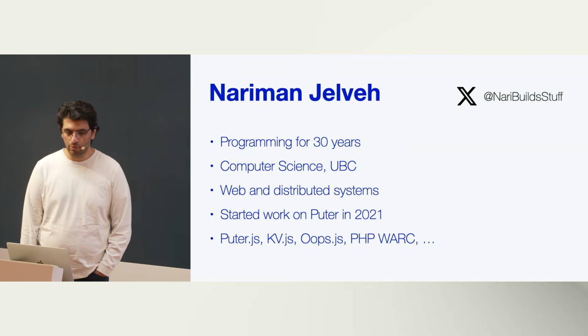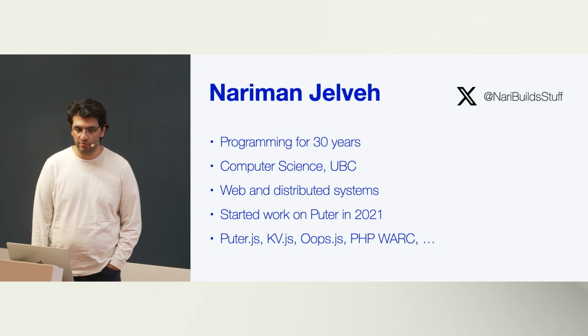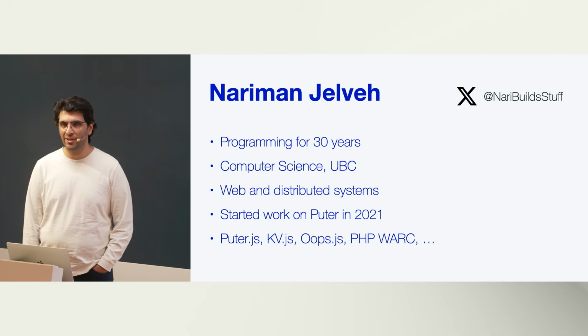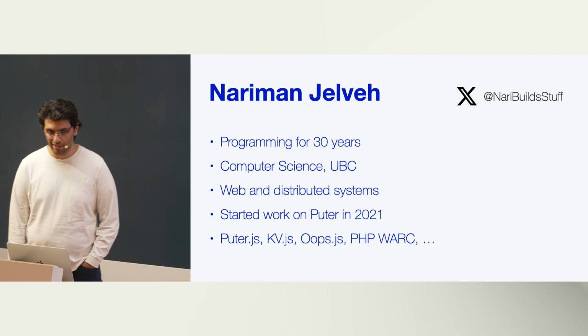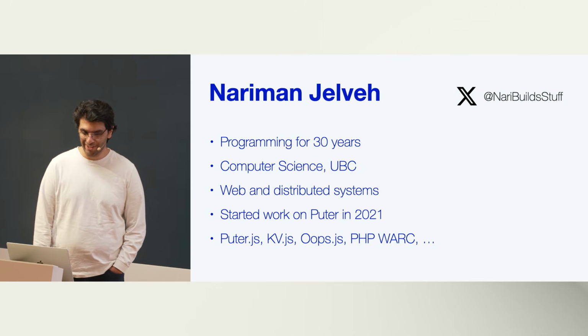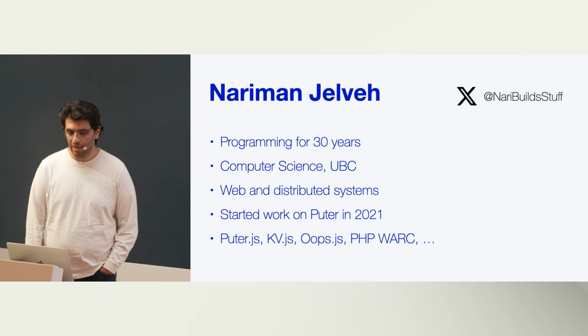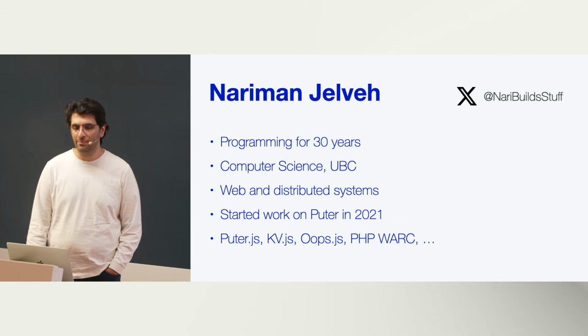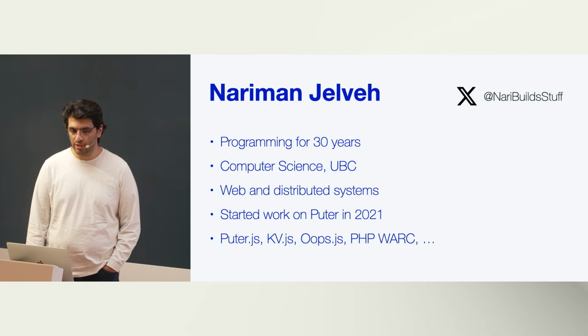I've done a number of other open source projects, such as Pewter.js, which is a very popular SDK for Pewter, KVJS, which is an in-process caching module for Node.js. It's a mouthful for a very simple Redis clone in JavaScript. Oops.js for undo redo management in applications. Just Control Z, Control Y, things like that. It's more complicated than it sounds, so I needed a module for it. And PHP Wark, which is a module for reading WARC files, web archive files, which is used in massive scale web crawling. This talk is about Pewter, though, because that's my most successful open source project.